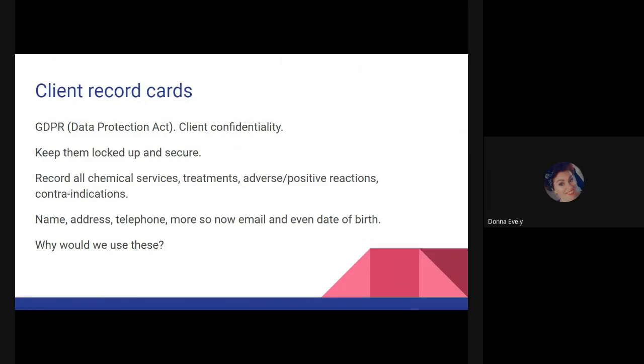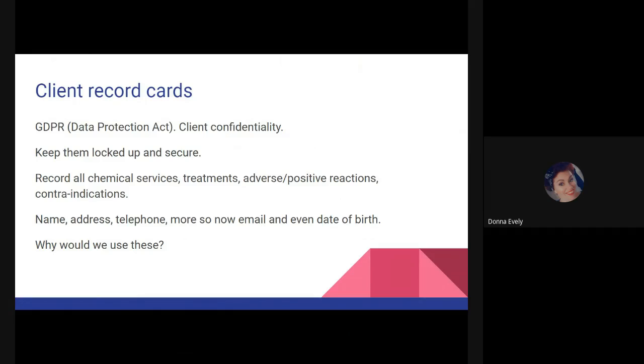Record all chemical services, treatments, adverse and positive reactions. So that's when we're talking about the hair tests, anything like that, that you are going to be writing down in contraindications. Because if you've referred them to a GP and then the following week they come in with someone else and they haven't noticed, they might not have got it treated. So at least that other stylist is aware.